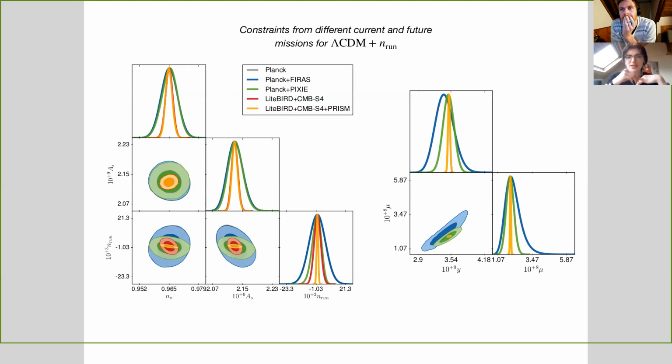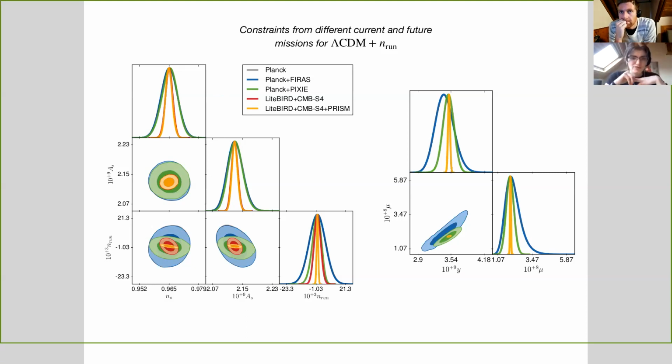And then in yellow, we say, what if we actually had a PRISM-like mission, which is what the technology allows now? And we combine it with the futuristic CMB missions, because by the time we get data from PRISM, we would have data from LiteBIRD and CMB-S4, so why wouldn't we use them?